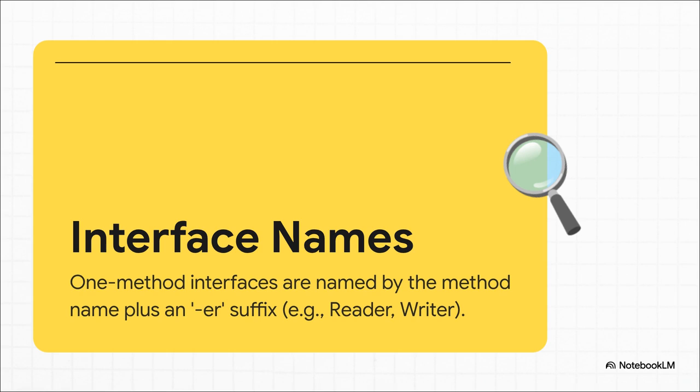And this elegant simplicity continues with interfaces. The standard convention for an interface with just one method is so simple. You just add "er" to the method name. So, a type that has a Read method, well, it's a Reader. One that has a Write method is a Writer. It creates these wonderfully clear names that tell you exactly what an object can do.